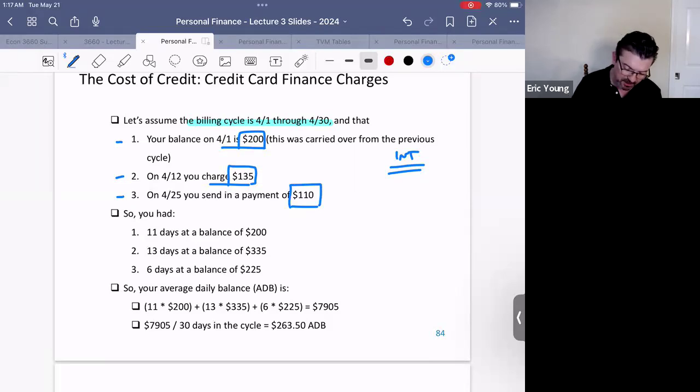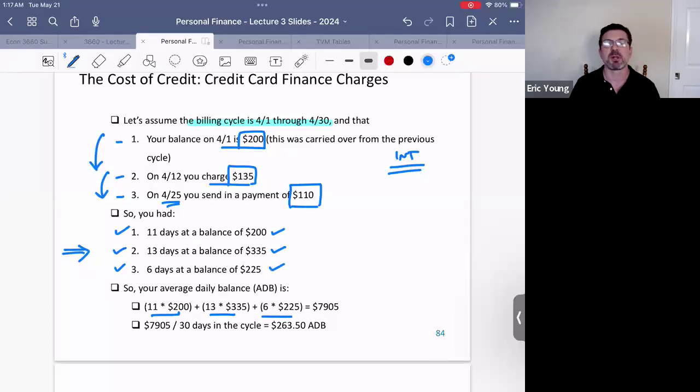And I've summarized that here. Look here. Ultimately, you had 11 days with a balance of 200 from here to here. You had 13 days with a balance of 335 from here to there. And you had 6 days from the 25th until the close with a balance of 225. 11 times 200 is here. 13 times 335 is here. 6 times 225 is here. Multiply, multiply, multiply, add them all together.